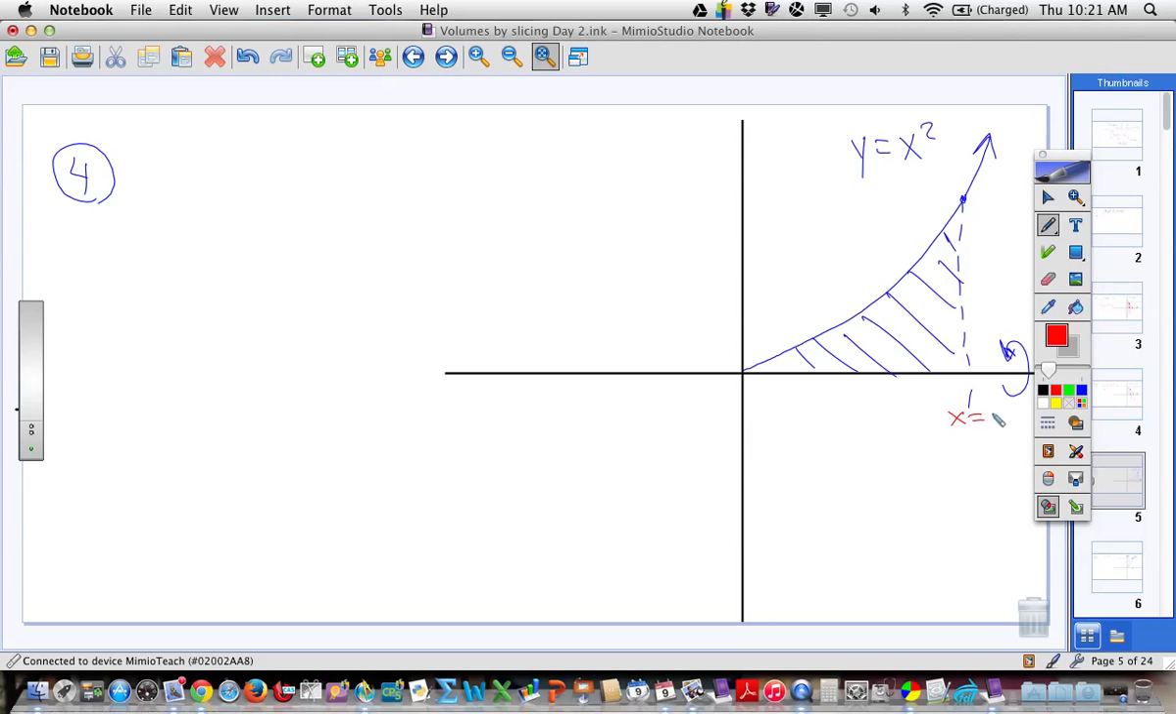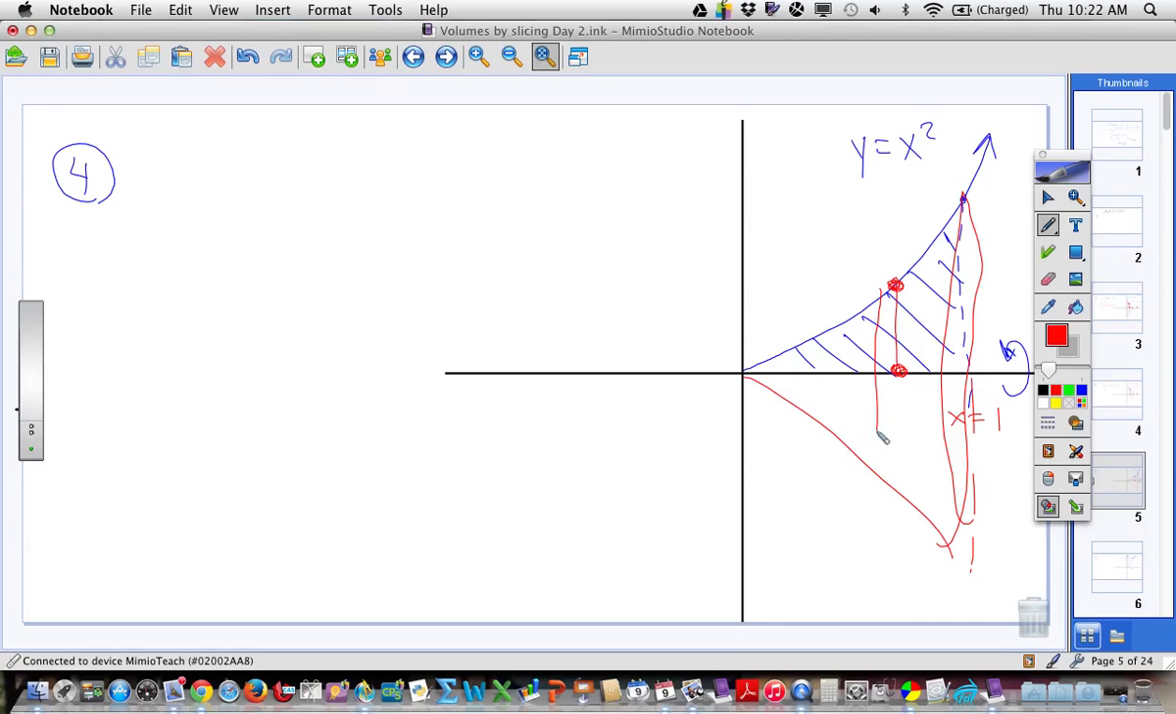X equals, what is it in your packet? X equals what? 1. X equals 1. Okay? So we're going to revolve that around the x-axis. So again, the other half of our thing, this would be kind of a weird looking cone, kind of a thing.